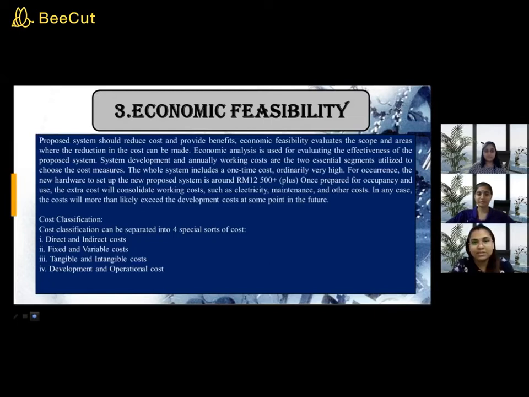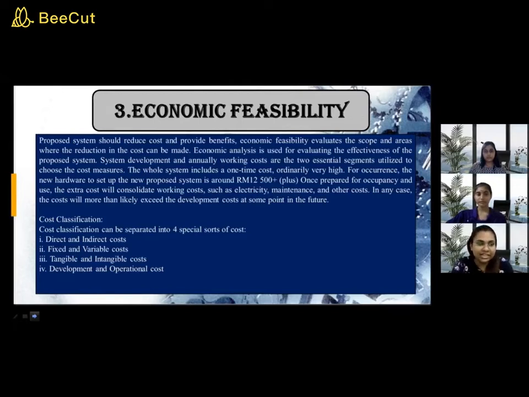The working system includes a one-time cost, ordinarily very high. For instance, the new hardware to set up the proposed system is around 12,500 plus. Once prepared for occupancy and use, the extra cost will be considered working costs such as electricity, maintenance, and other costs. In any case, the cost will more than likely exceed the development cost at some point in the future.